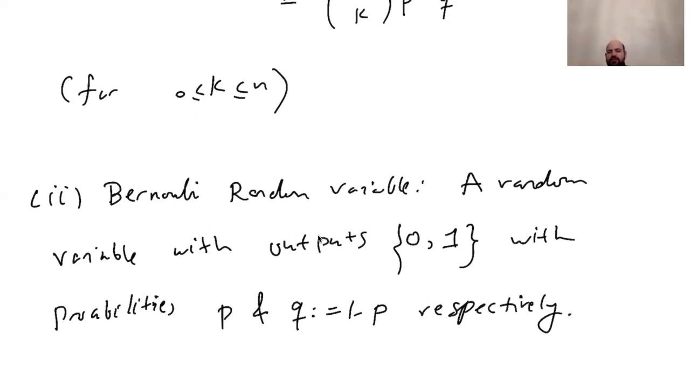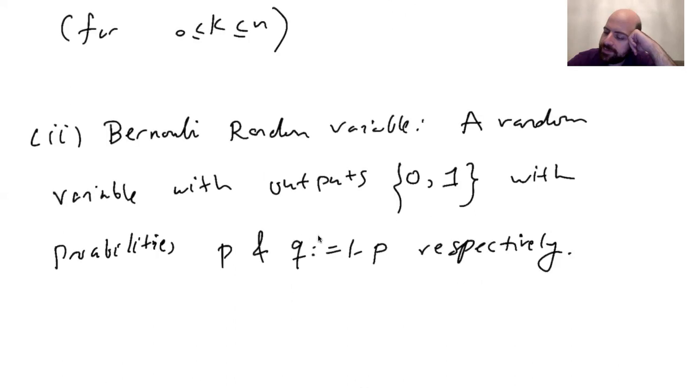Similar to the previous situation, but previously I repeated a trial, and each trial had two possibilities. I called them success and failure, and I was repeating them N times independently. Now, for this one, we are not repeating the trial, just one trial and two possibilities. We're calling the outcomes 0 and 1, and again you can call them success and failure, and the probabilities are P and 1 minus P.